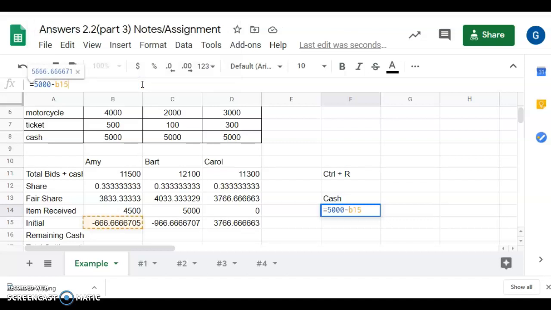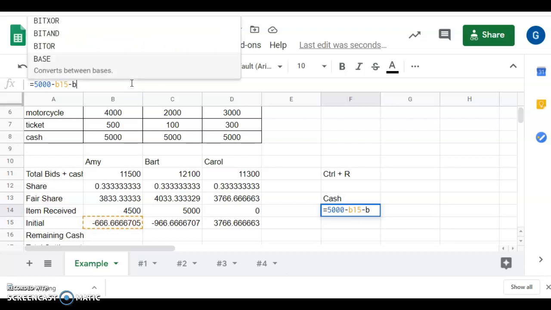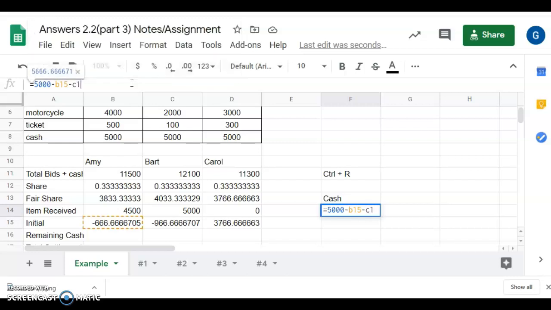Okay, that was the initial cash left over for Amy, which she was overdrawn. She had spent more than her fair share, but that's okay. So then we're gonna go minus Bart's initial cash, and he had spent more than his fair share also, C15, and then minus Carol's, which was D15. So that is the cash left over.